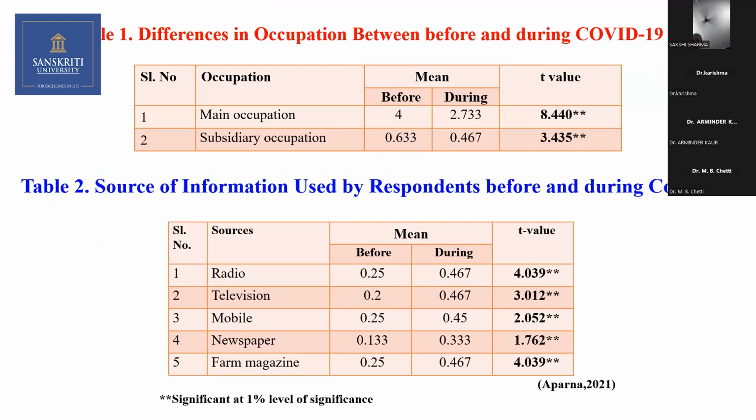And you can just see the main occupation before, it was 4. A 5-point scale was used. So 4 has reduced to 2.733. You can say that occupation has been really damaged. There is a significant difference in the main occupation.